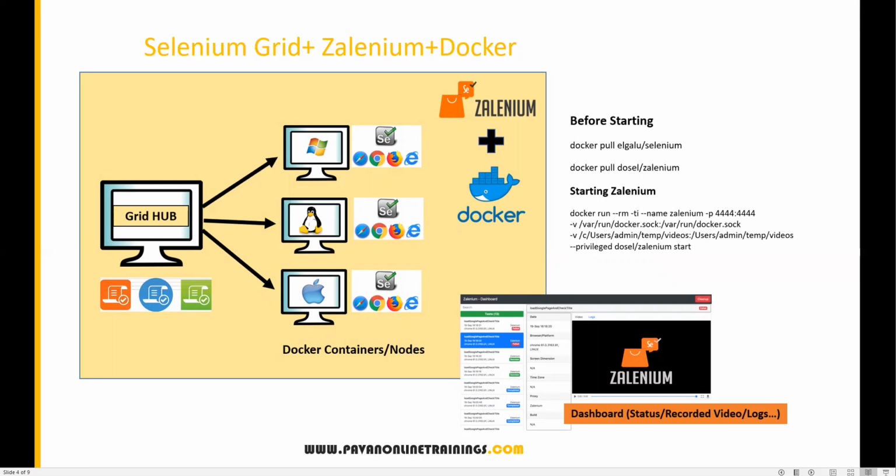Now I'll show you a demo of how we can automate this end to end. First, I'm going to create a Selenium test, and then I will set up the Selenium environment. We just need to download two containers using these commands: docker pull elgalu/selenium and docker pull dosel/selenium. These are the two commands we need to execute from the command prompt. Then we need to start Selenium. The prerequisite is that you have Docker installed on your system, and the Docker server and client should both be up and running. That's the only prerequisite.